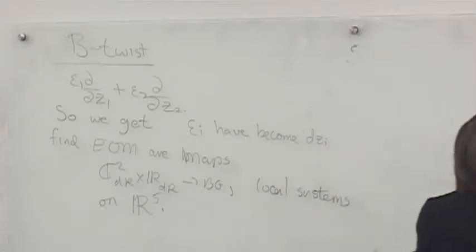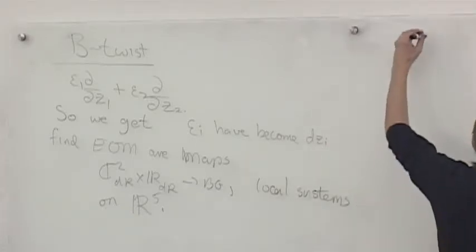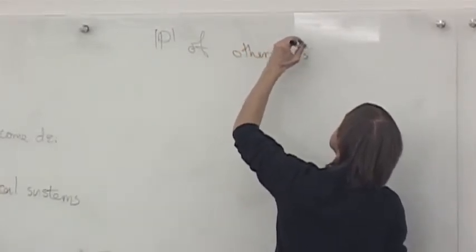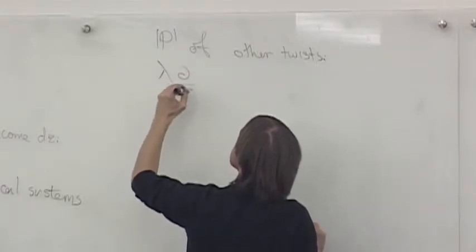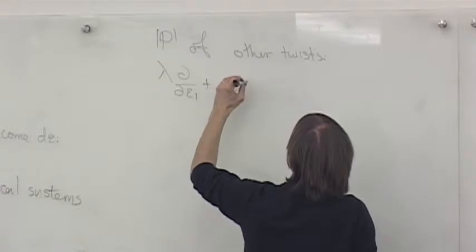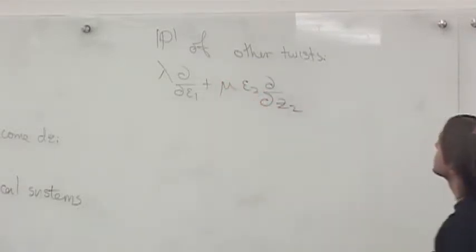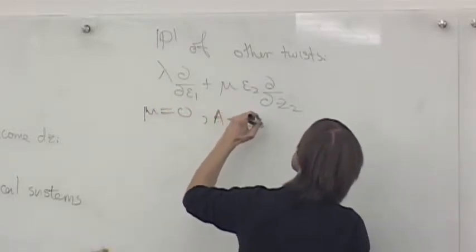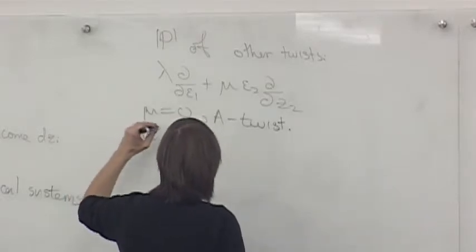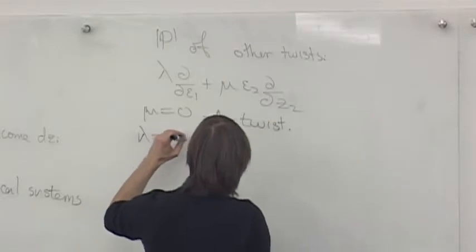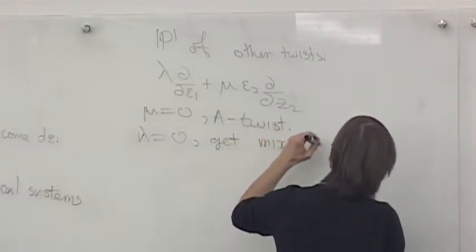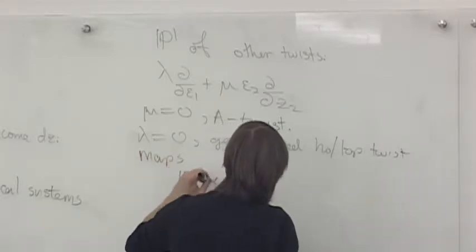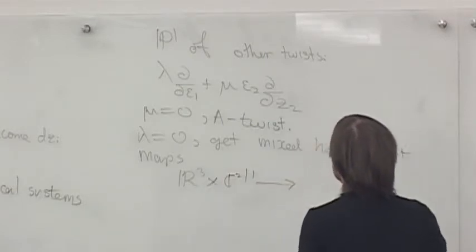And in between, there's also a bunch of interesting intermediate twists, a P1 of other twists: lambda d by d epsilon 1 plus mu d by d epsilon 2, say. This is a P1 of supercharges. When mu equals 0, it's the A twist. When lambda equals 0, we get a mixed holomorphic topological twist, which will give us maps from R3 cross C2 de Rham to BG.